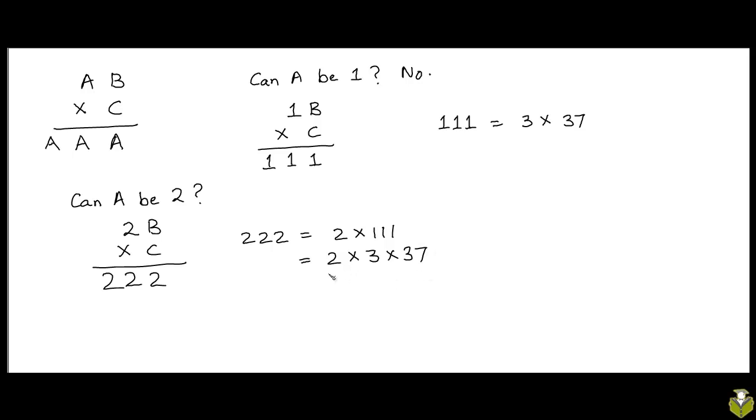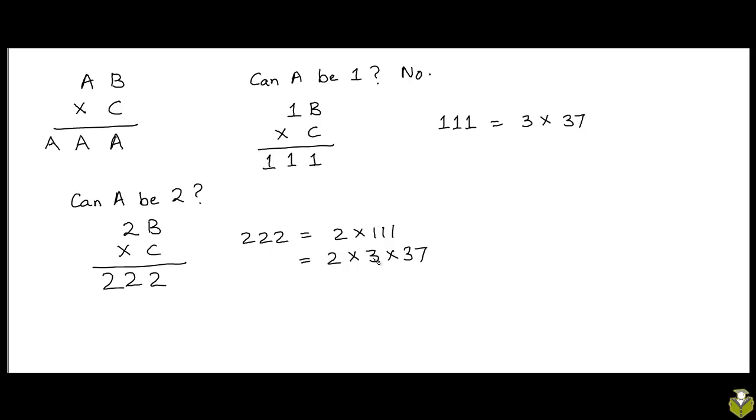Now if you look at these prime factors of 222, do you find any way to construct a factor of 222 which has a 2 in the tens place? Well, there is no such factor possible, because 37 begins with a 3, and anything that is multiplied by 37 will obviously be larger than 29, which is the largest possible number that can match this format.